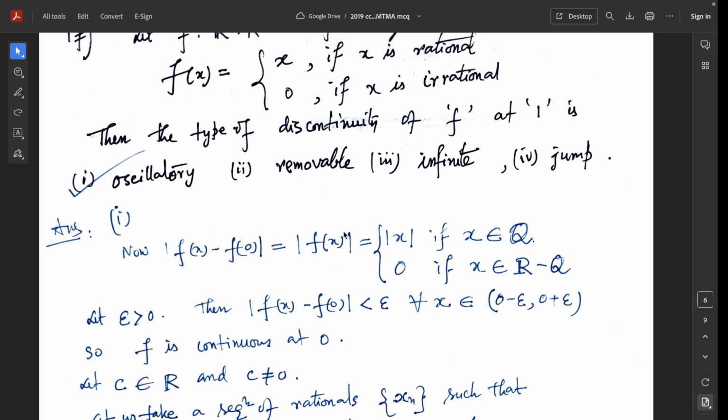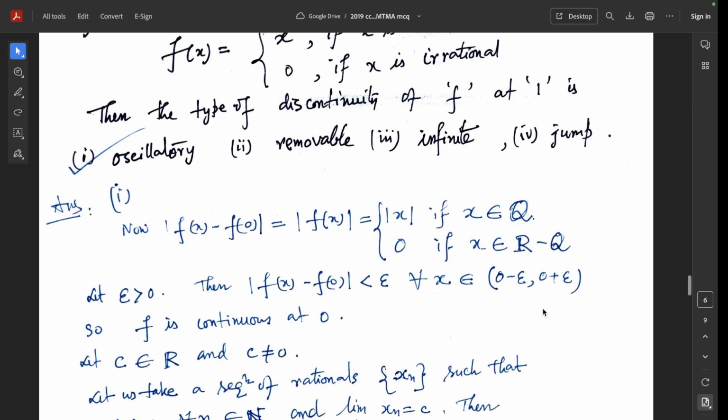Now |f(x) − f(0)| equals |f(x)|, because f(0) equals 0. So |f(x)| equals |x| if x is a rational number, x in the set of rationals Q, and this equals 0 if x is an irrational number. So for epsilon greater than 0, we get |f(x) − f(0)| is less than epsilon for all x belonging to (0 − epsilon, 0 + epsilon). So f is continuous at 0.